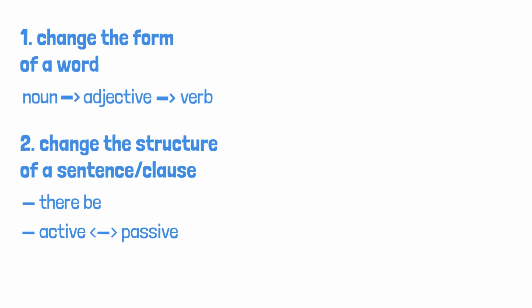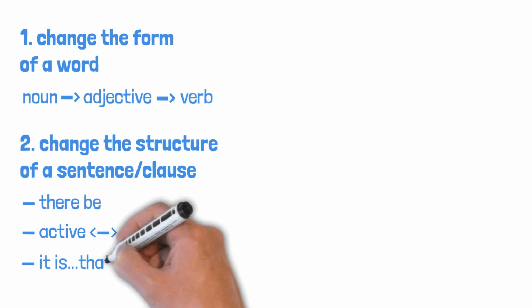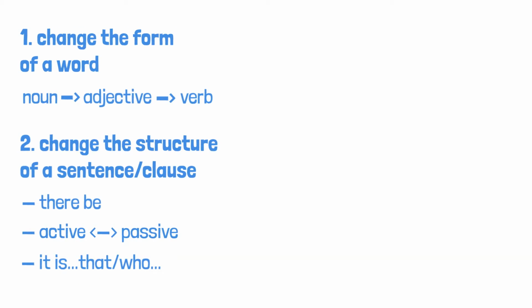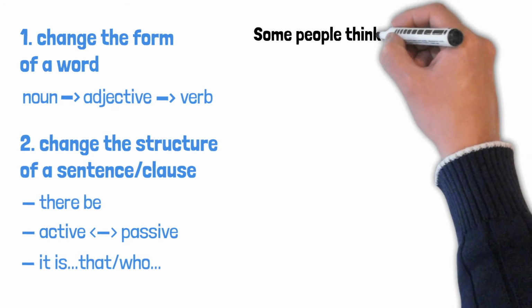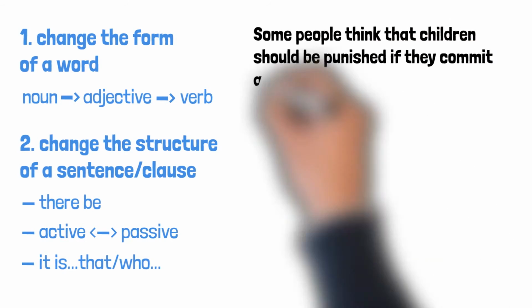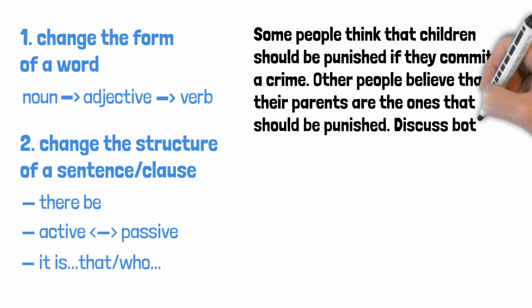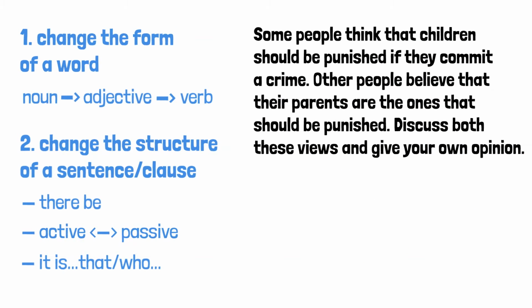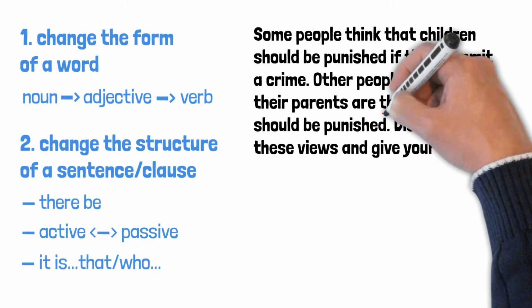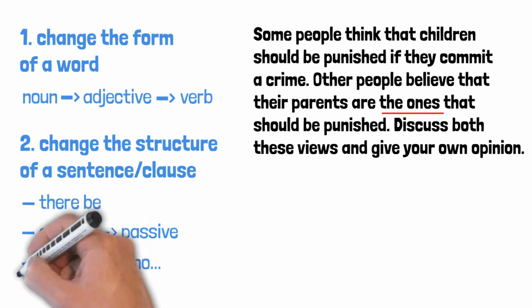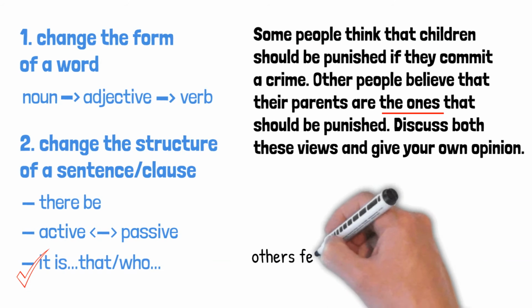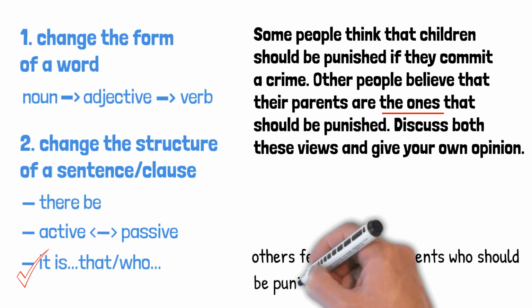The third way to change the structure of a sentence is to use it is that or it is who to give emphasis to your sentence. But don't do it unless it's 100% necessary. Take this question for example. This is actually the question I got in my real exam. Some people think that children should be punished if they commit a crime. Other people believe that their parents are the ones that should be punished. Discuss both these views and give your own opinion. As you can see, the question uses parents are the ones that give emphasis. We can use it is who instead. Others feel that it is parents who should be punished.